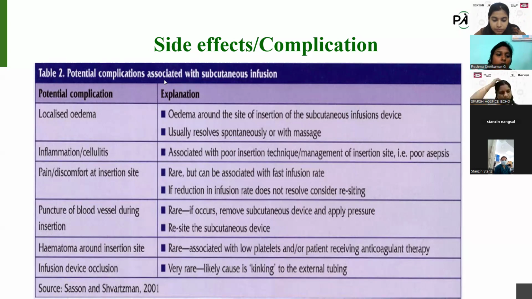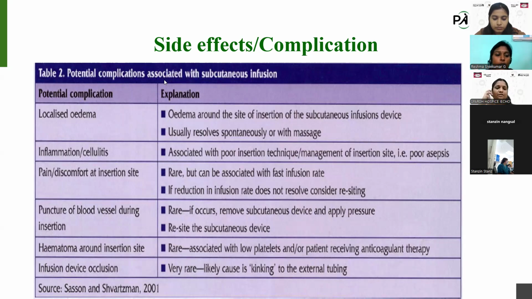Then you should check for local tissue irritation. Is there any color change or any change in temperature? That also you should check. Then erythema, if there is any redness, you should check for that. And if there is blood in the tubing, it means the subcutaneous site is not in the proper place. So you should check for the presence of blood in the tubing also.